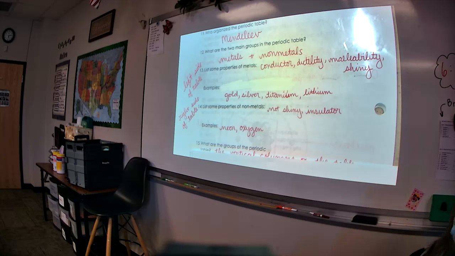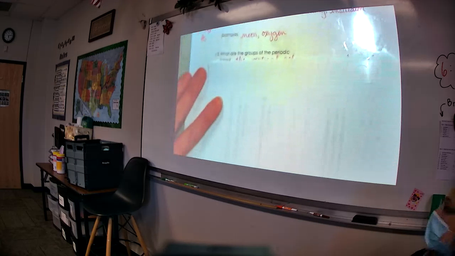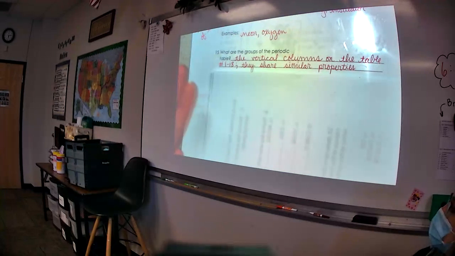Okay, number 15. What are the groups on the periodic table? If someone said, what are groups on the table, you would say they are the... Matthew? The noble gases. Well, that is one type of group. What are the groups as opposed to the periods? Are the groups the ones that go up and down or left and right? The groups are the ones that go up and down. Good. The groups are the vertical columns on the table.